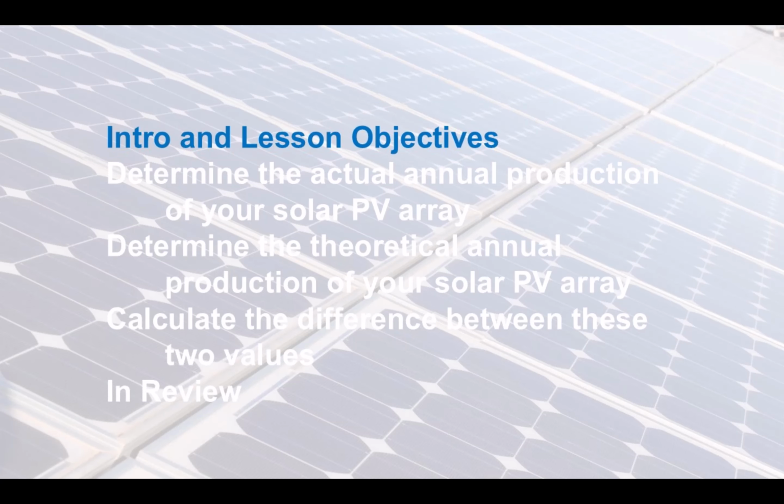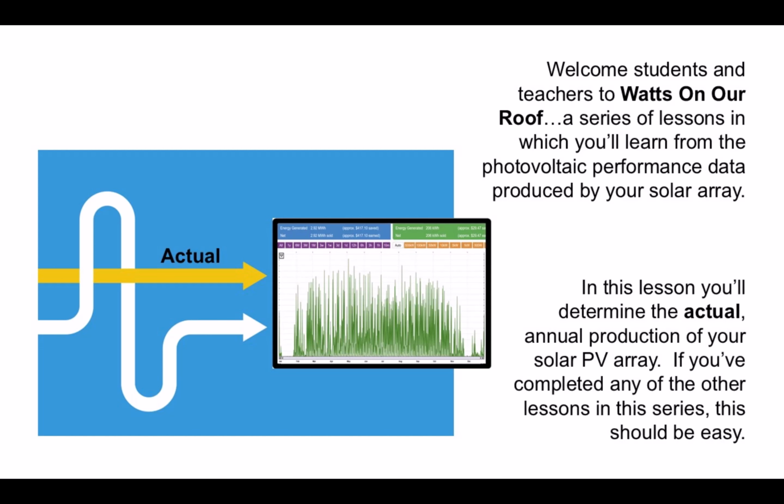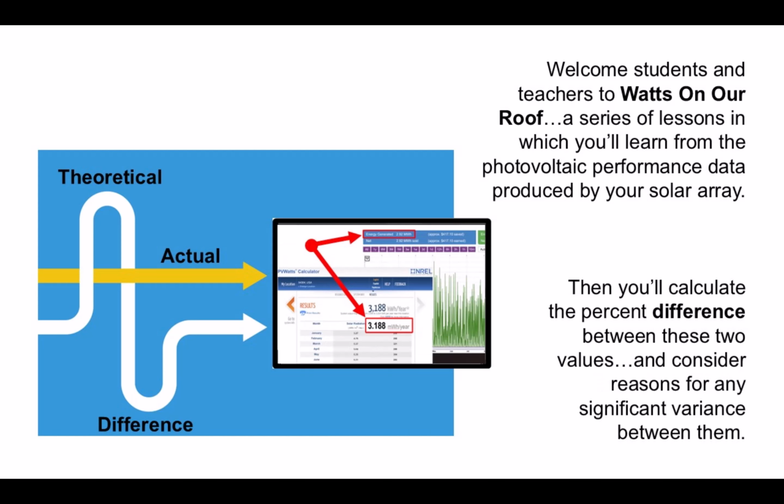Introduction and Lesson Objectives. In this lesson, you'll determine the actual annual production of your solar PV array. If you've completed other lessons in this series, this should be easy. You'll determine the theoretical annual production of your solar PV array through an online estimator called PVWatts. Then you'll calculate the percent difference between these two values and consider reasons for any significant variance between them.